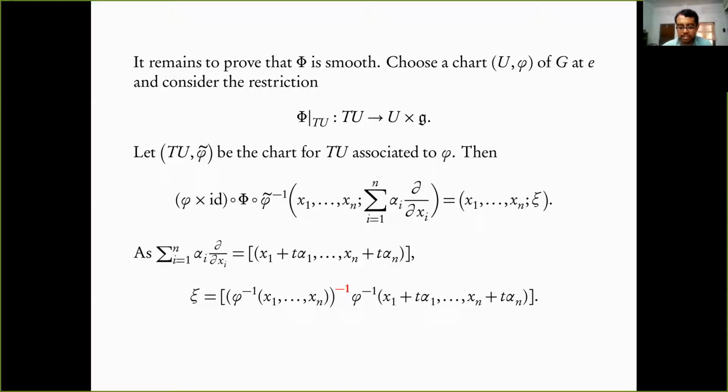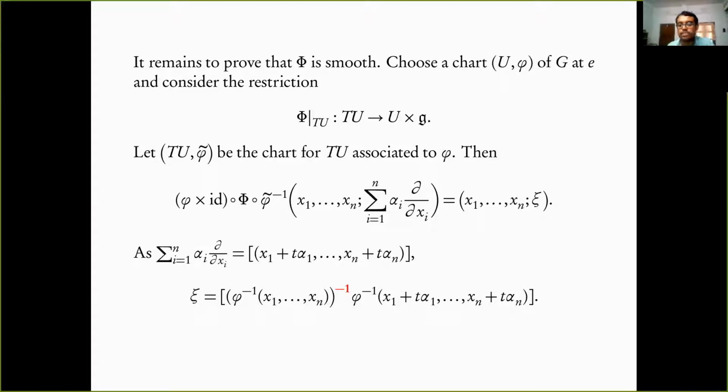Okay, and then when you take d by dt at t equal to 0, that is what you get as an element of tu, or I'm just denoting it by bracket rather than taking d by dt. But this is what you want to show is a smooth function of x1, x2, xn, and alpha 1, alpha 2, alpha n. But this is smooth because this involves inverses of maps phi and the Lie group inverse. All of these are smooth, and this is evidently a smooth function of the xi's and the alphas.